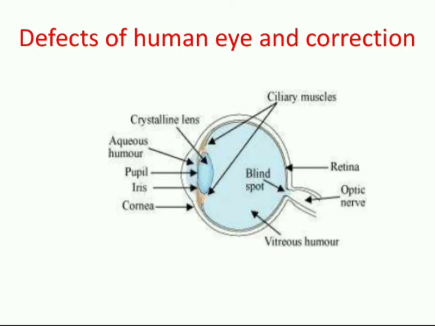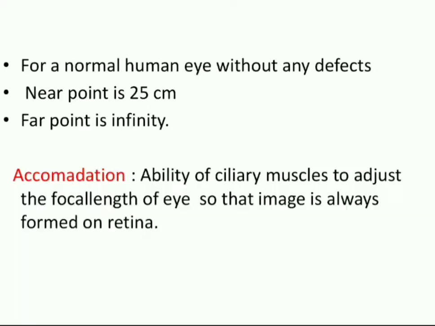It consists of a crystalline lens held by help of ciliary muscles, which can adjust the focal length of eye so that image is formed on retina whether you place the object at near point or far point. So for a normal human eye without any defects, we know near point is 25 centimeter. As we have already discussed, for children the distance of near point can be less than 25 centimeter, but for an adult human being it is 25 centimeter. And far point is infinity.